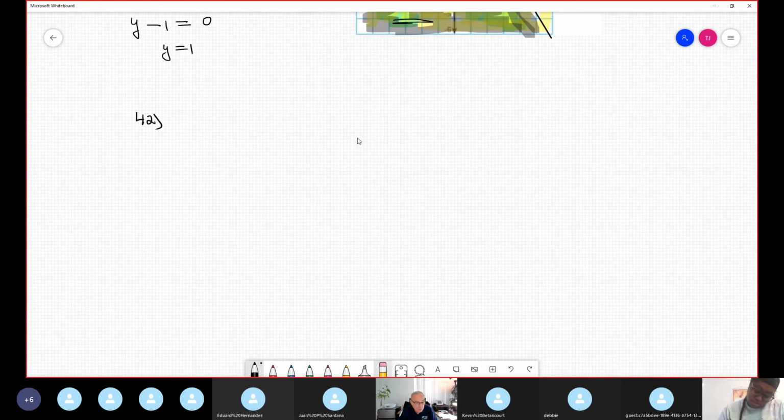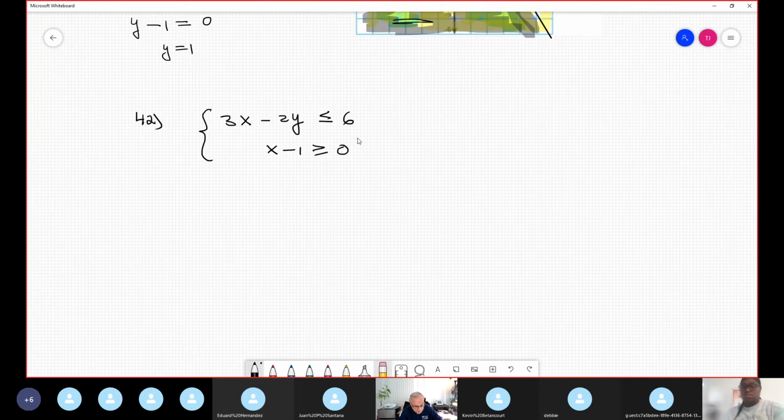42 is 3x minus 2y less than or equal to 6, and x minus 1 again greater than or equal to 0. Now it's important, well, in this case everything is equal, but I need to explain this. Let's take the first inequality, 3x minus 2y, and temporarily I suppose equal to create the line.